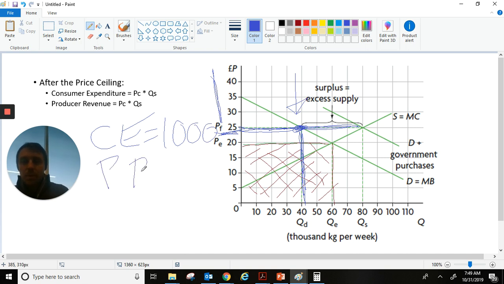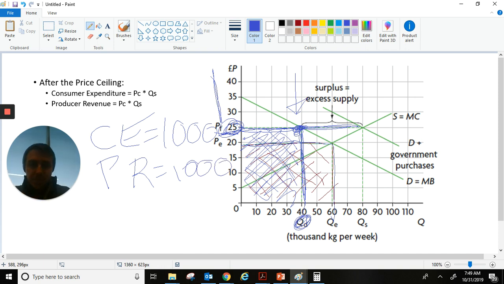If I'm looking at producer revenue, well, they used to make this 20 by 60, this 1,200. But now they're making this whole box here, right? Because that is the new quantity that's being demanded and the new price that's being sold at. So their producer revenue would be identical.